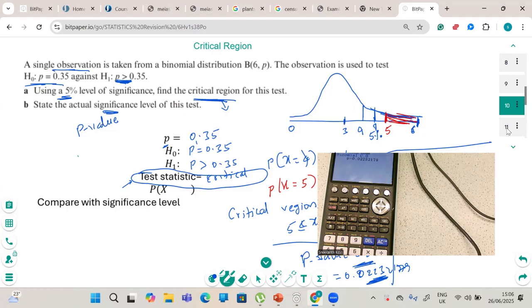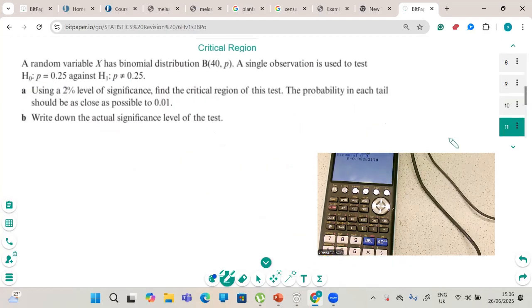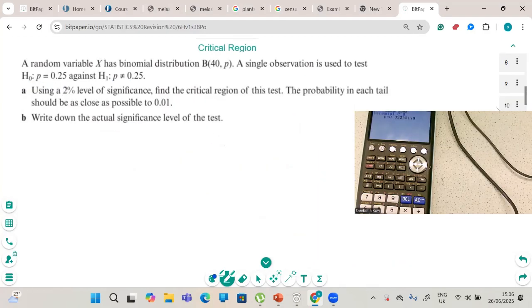And coming to the next one, this is an interesting one. If you see probability, we start writing, they gave us H naught and they gave us H1. H naught is P equals 0.25. H1, they said P is not equal to 0.25.